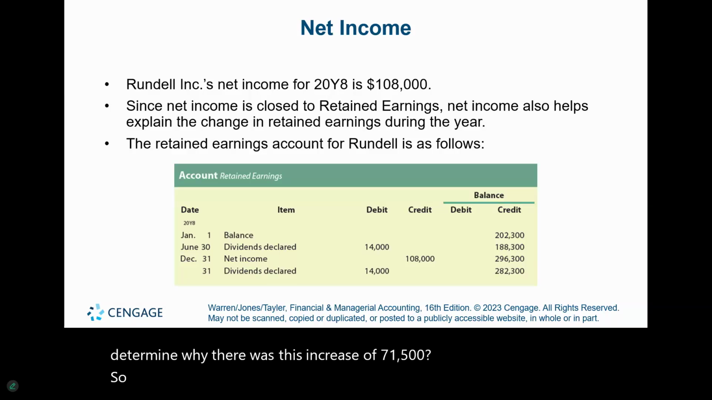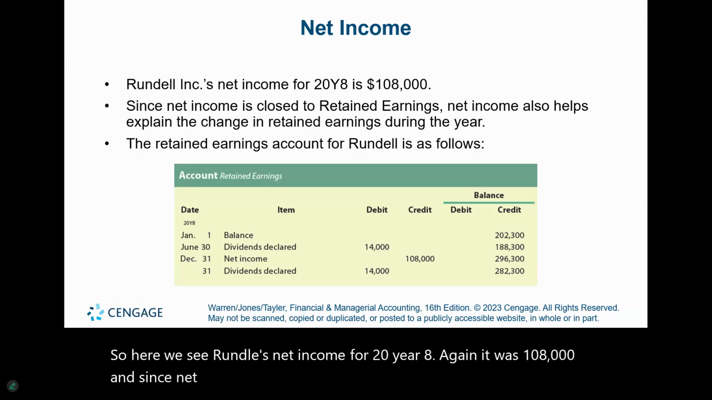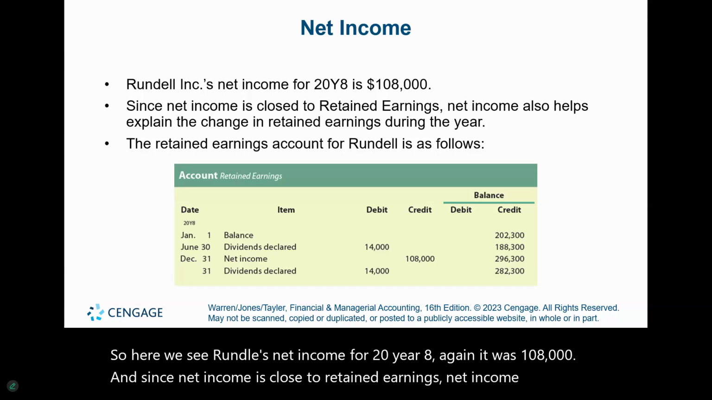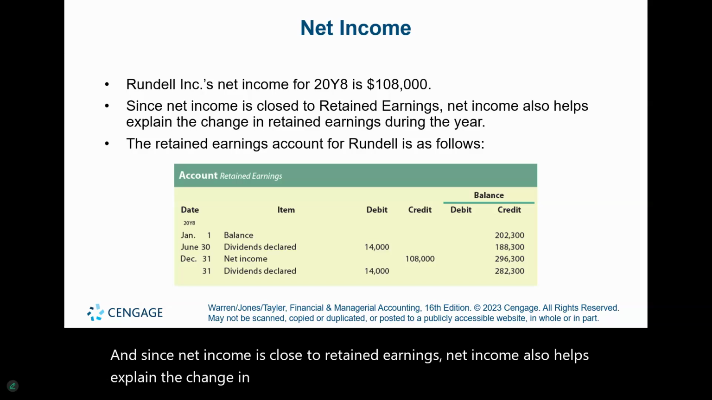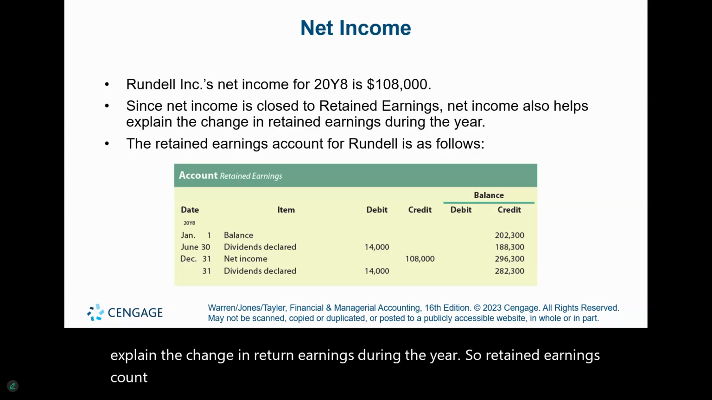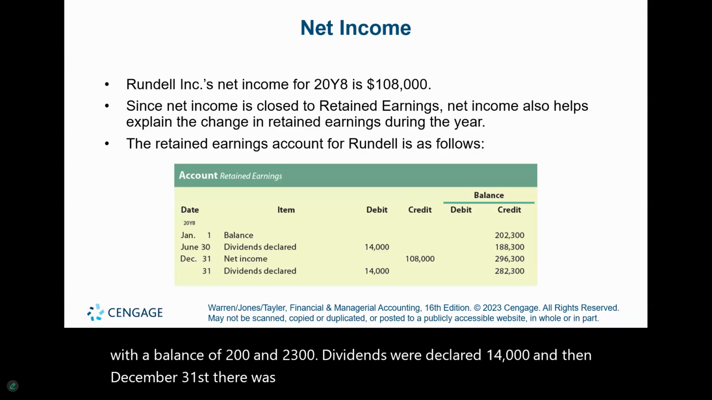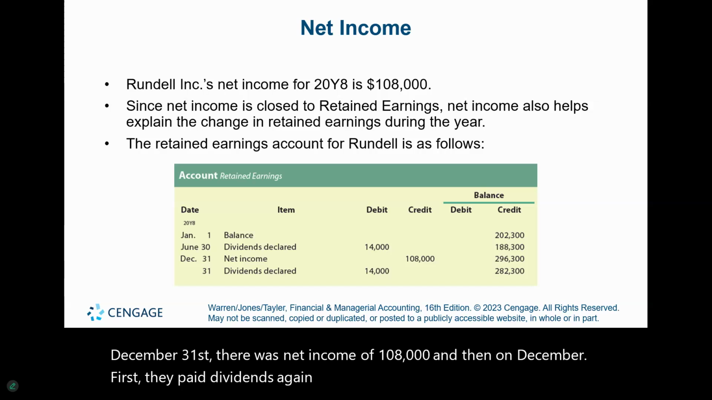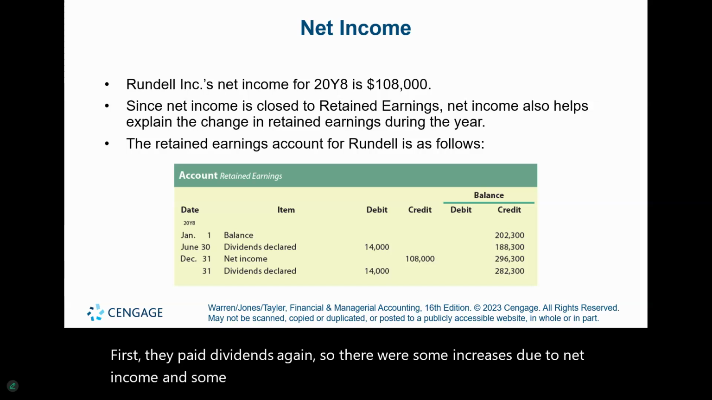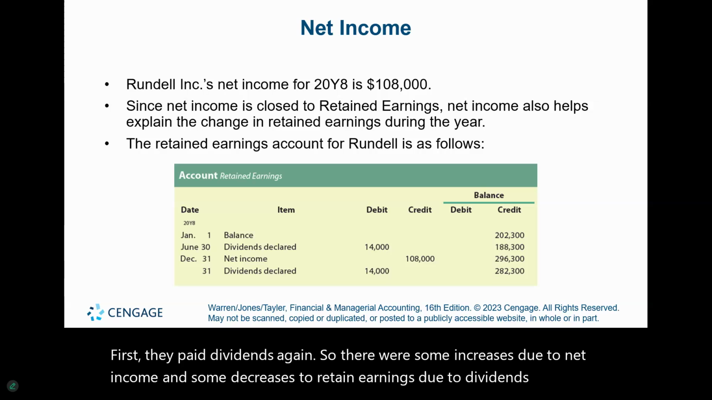So here we see Rundell's net income for 20 year 8. Again, it was $108,000. And since net income is closed to retained earnings, net income also helps explain the change in retained earnings during the year. So the retained earnings account for Rundell is as follows. We just have this quick depiction. It starts off with a balance of $202,300. Dividends were declared, $14,000. And then on December 31st, there was net income of $108,000. And then on December 31st, they paid dividends again. So there were some increases due to net income and some decreases to retained earnings due to dividends being declared.